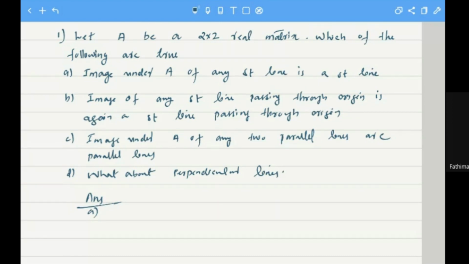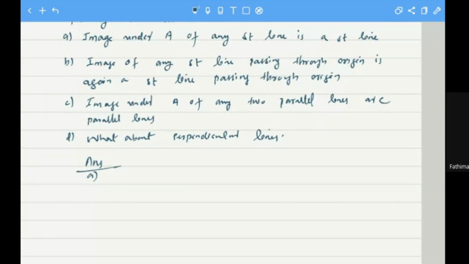Yeah, so okay. Now we will see the answer for option A. What we are looking at is the image of a straight line under A. So what is the equation of a straight line? The equation of a straight line is ax plus by equal to c, right? This is the equation of a straight line, with x-intercept c by a and y-intercept c by b. So this is the origin.